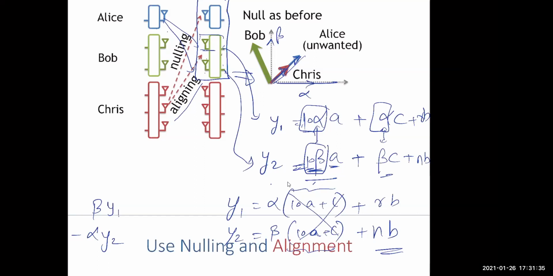So you're analyzing Bob, and A and C. C is the signal from Chris and A is the signal from Alice. And Alice has two channels to Bob, right? So one is 10 alpha, the other is 10 beta. Right. Okay.